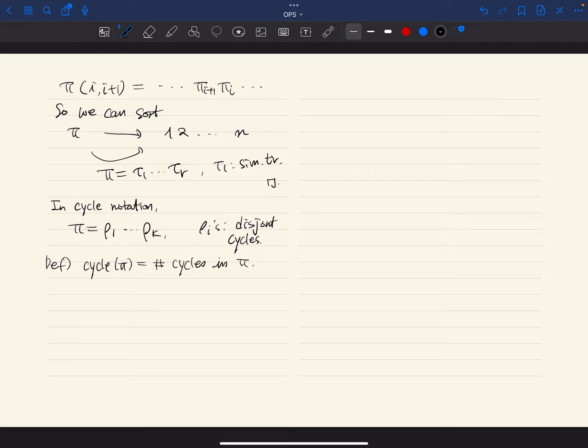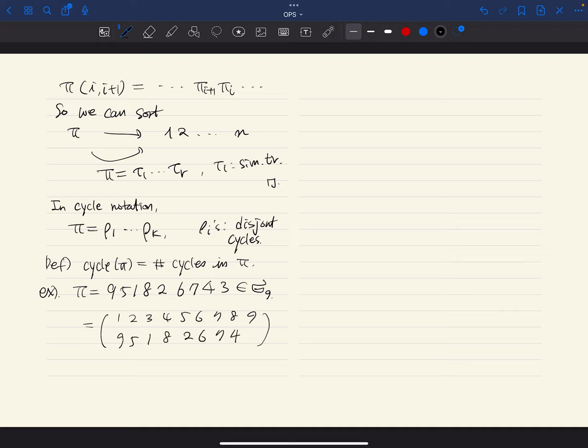Let me give you an example. So pi is 951826743, which is an element in S9. So in two-line notation, this is 1, 2, 3, 4, 5, 6, 7, 8, 9 on top, and 9, 5, 1, 8, 2, 6, 7, 4, 3 below. You can write this as a product of cycles. You can just find all the cycles.